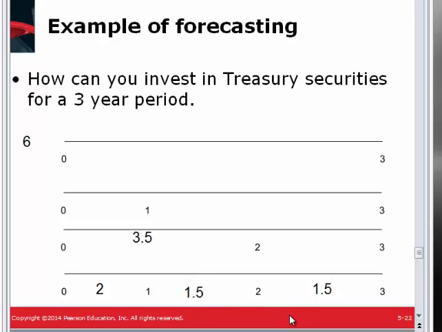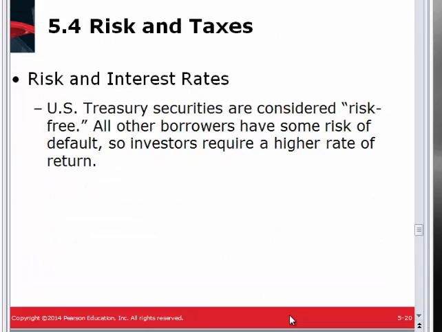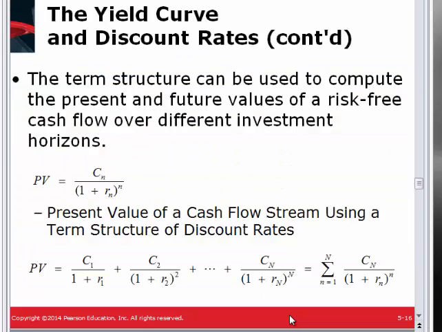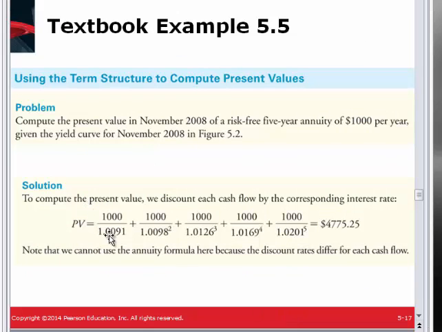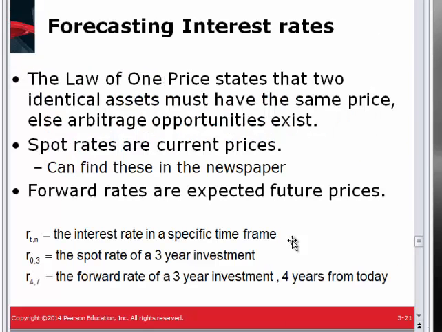So how can we use this in our forecasting? Again, we talked a little bit earlier that there are different interest rates for each year. That's essentially what we've created here.